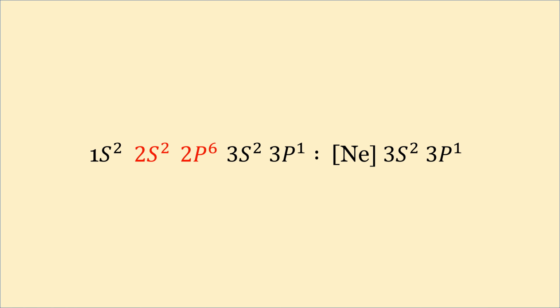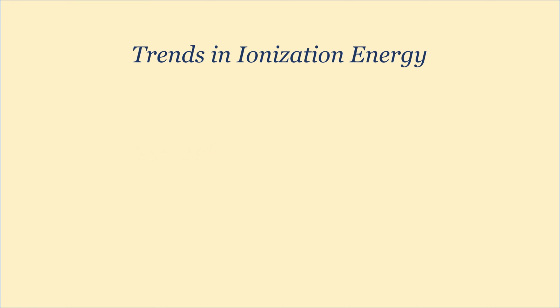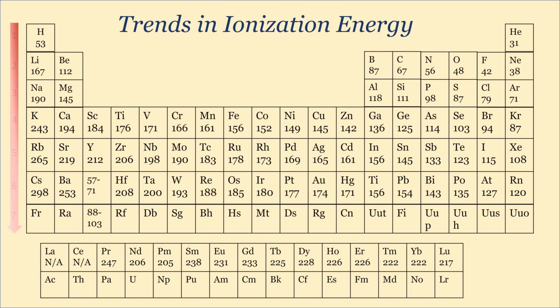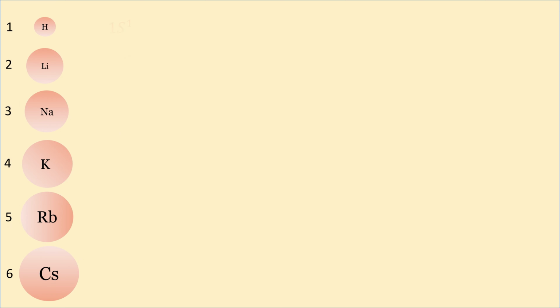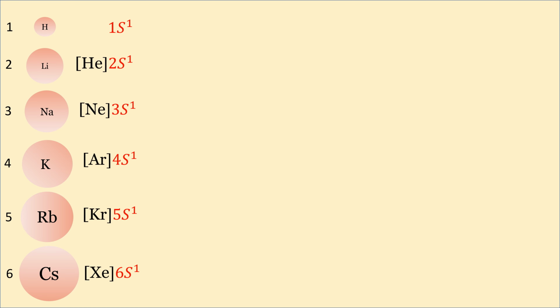Ionization energy follows certain trends on the periodic table. The ionization energy generally decreases as we move down a group in the periodic table. This happens because the atomic radius increases and the outermost electrons are farther from the nucleus. As the distance increases, the attraction between the electrons and the nucleus weakens, making it easier to remove electrons.